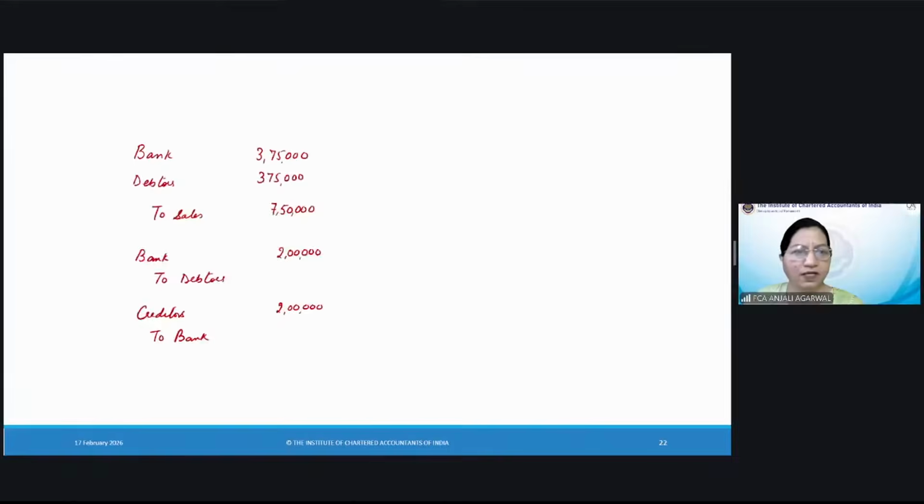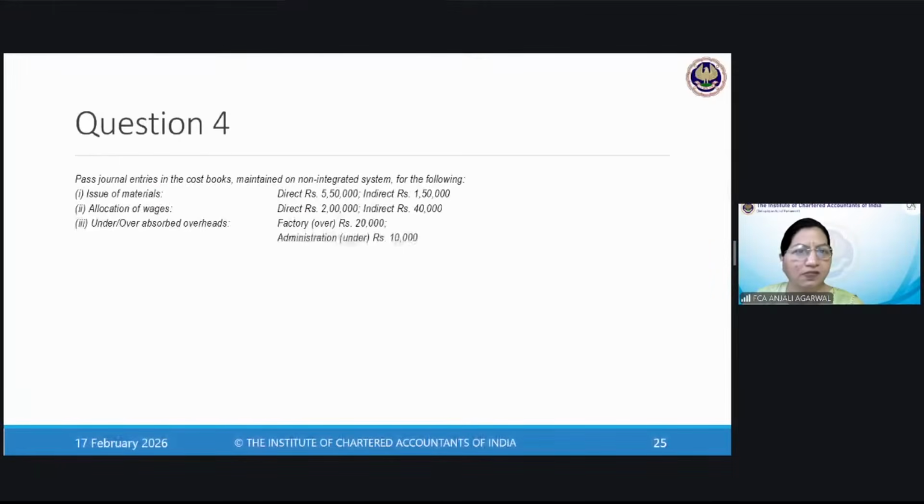So we will quickly scroll down the session. One simple question now. Pass journal entries in the books of cost accounts maintained on non-integrated system for the following. Raw material issued, direct 550, indirect 150. Allocation of wages, direct 2 lakh, indirect 40,000. So I think it is easy to pass these journal entries now. For direct, it will be WIP to stores ledger. For indirect, it will be production overhead to stores ledger.